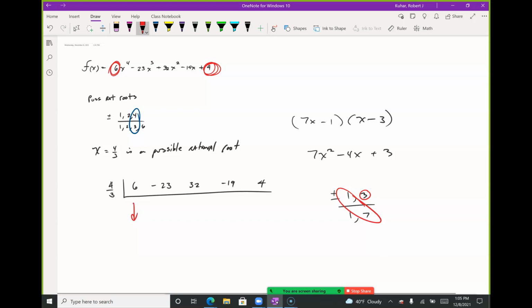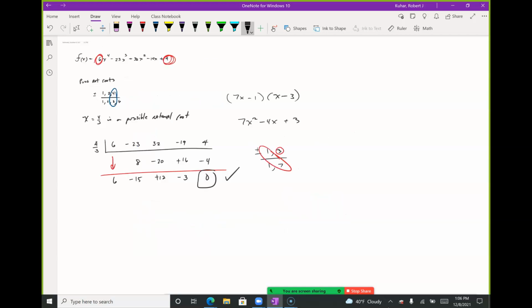So we bring down that leading coefficient every time, and now multiply by 4/3. What is that? 8, yep. And then add. So negative 15 multiplied by 4/3 is negative 20, add negative 12, multiplied by 4/3, is negative 16. Is that right? No, what did I do wrong? It's positive 16, yes, because positive 12. Then a negative 4 and a 0, got it. So I got a 0 remainder, so I have a root, right?